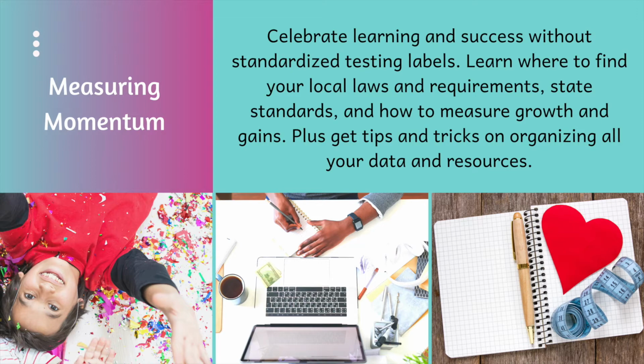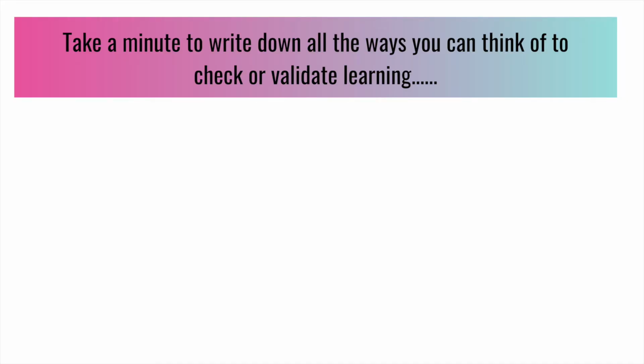Here's our little minute think and write. You can get a piece of paper, or if you've been taking notes, you can write this in your journal. You can put this in your notes on your phone, whatever's easiest. But take a minute, and you can pause this if you need, to write down all the ways you can think of that you would check or validate that somebody has learned something. So obviously we know paper and pen test, but think about what other ways, in addition to a paper and pen test, can you check or validate the learning of somebody or your kid. So take a minute to do that.